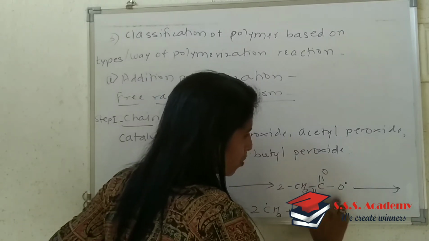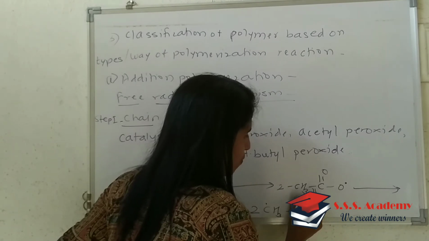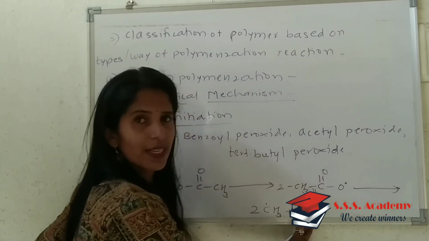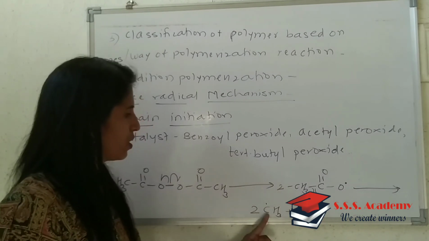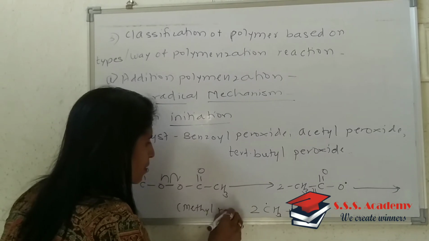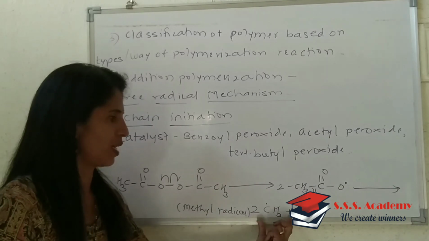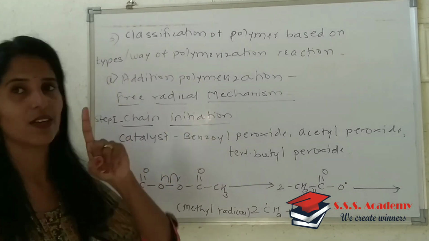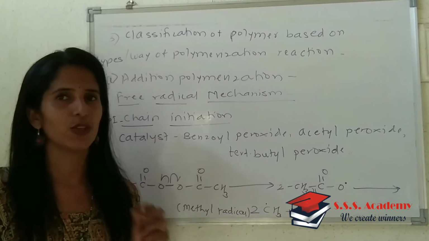Now that 1 electron and this 1 electron combine, and that's why it results in the formation of CO2 molecules. So there are 2 CO2. Is it clear? So it's 2 methyl and 2 CO2 molecules. Now this methyl radical plays a very important role in the second step. So after that we will write the methyl radical. Write this methyl radical downside over here. Is it clear? So up to this we have seen chain initiation, the first step involved in the free radical mechanism which is used to explain addition polymerization.